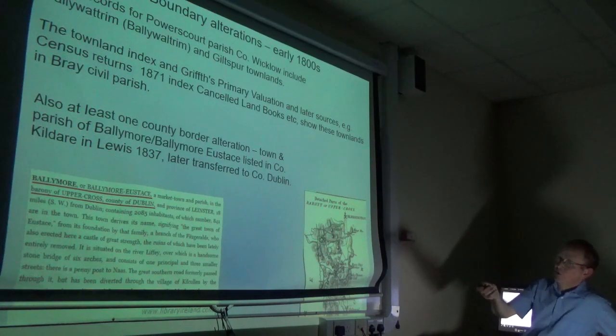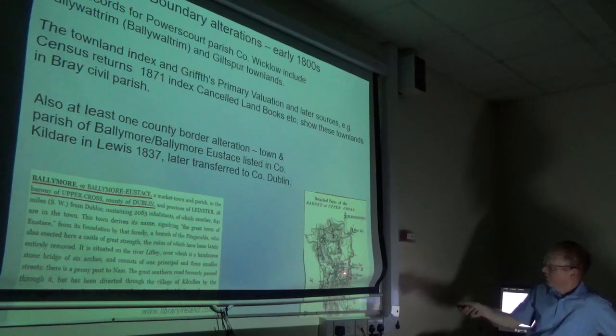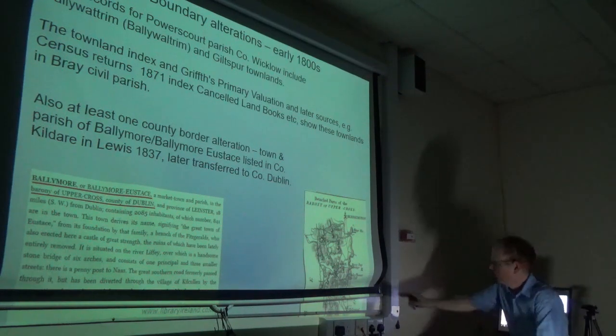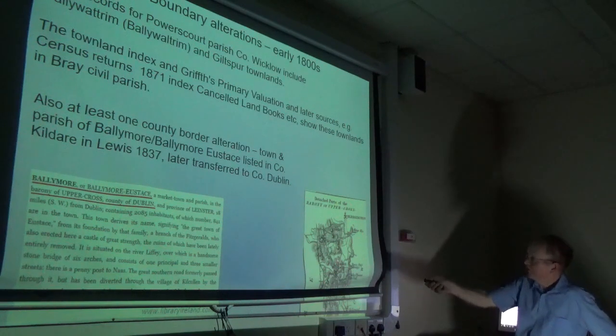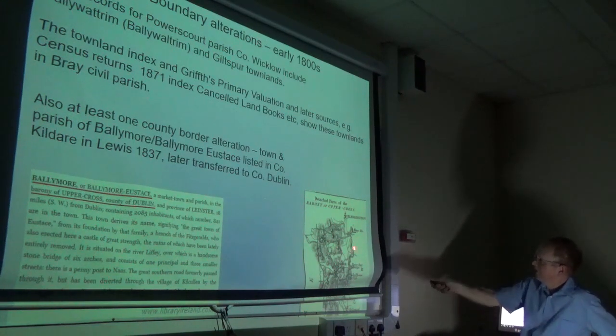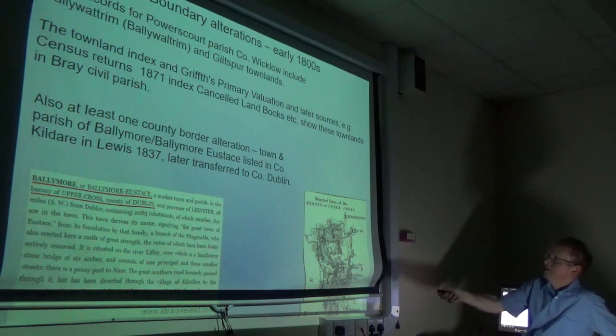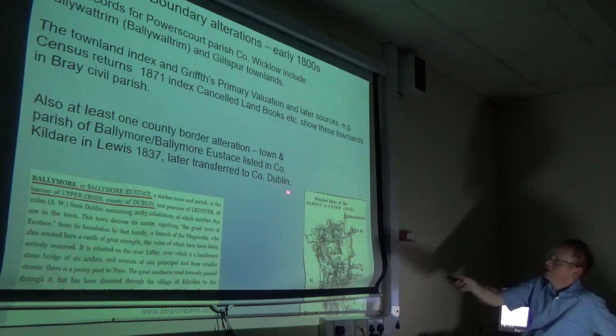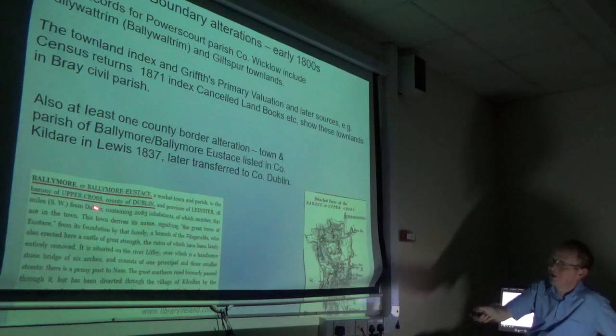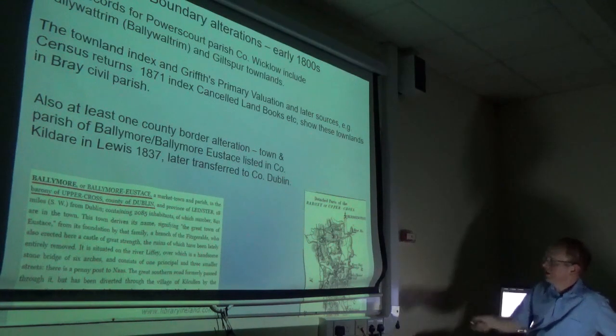And there's one county border at least to change. Part of Ballymore Eustace, a bit out of focus. Ballymore Eustace, that's a detached part of Dublin that's listed in 1837. Sorry, that's wrong. That's backwards. Listed in County Dublin in Lewis, later transferred to Kildare. So there it is, County Dublin, even though it's down there.